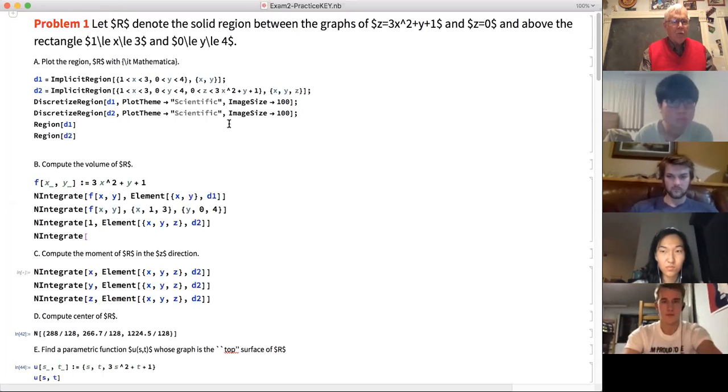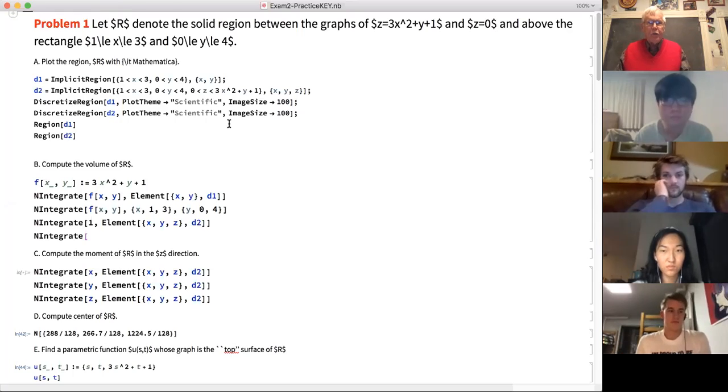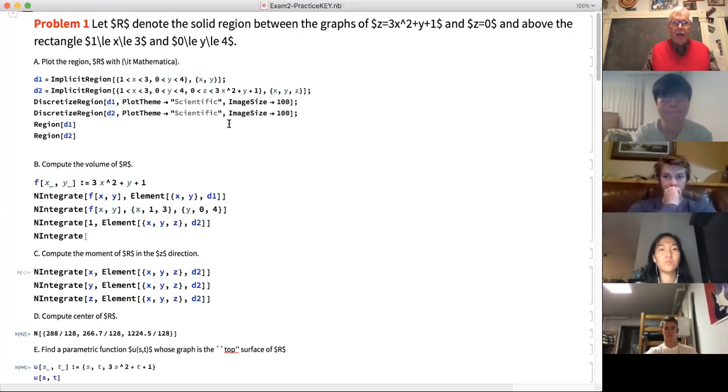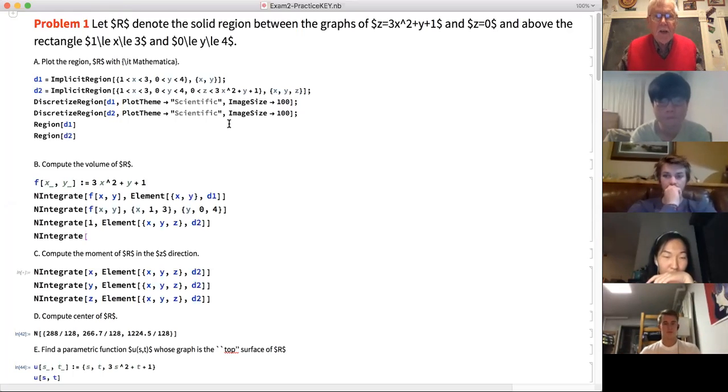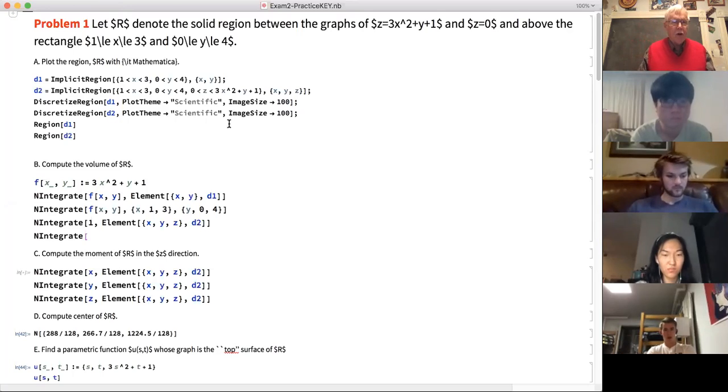And the first problem is you have a solid region that lies between the two graphs that I gave, z equals 3x squared plus y plus 1, and z equals 0, and above the rectangle where x is between 1 and 3, and y is between 0 and 4. Plot the region.